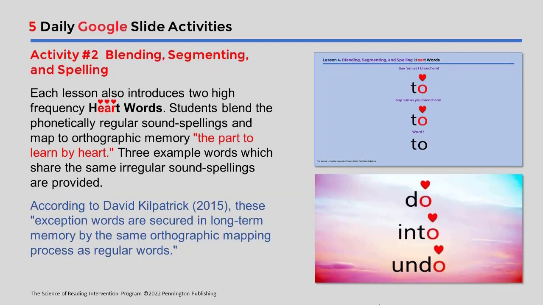Teachers and students will blend the phonetically regular sound spellings in 2 high-frequency heart words. The phonetically irregular, or not yet taught, parts of these heart words have hearts over the spelling to help students memorize the part to learn by heart. Just as with the phonetically regular blending words, students will segment the sounds and see the heart words in a variety of fonts. The next 3 slides help students see that the heart words do share the same or similar patterns as other words with irregular sound spellings.